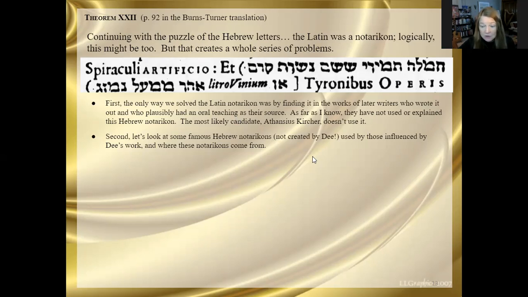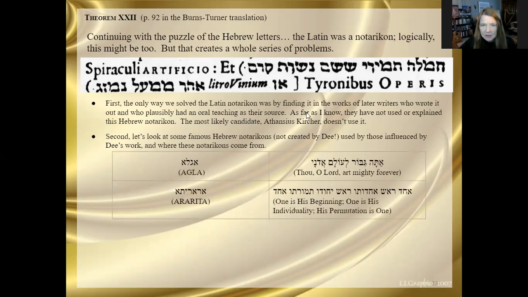They're created from within Jewish communities, but they do influence later Hermetic and Christian Kabbalists and ceremonial magicians who use these notericons, sometimes without knowing where they came from. But you may know these two. They're among the most famous. Agala, so that's used, for example, in a pentagram ritual. Ra is used in hexagram rituals. So that comes from the Hebrew for thou, O Lord, art mighty forever.